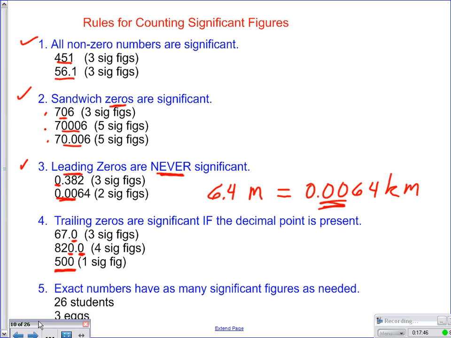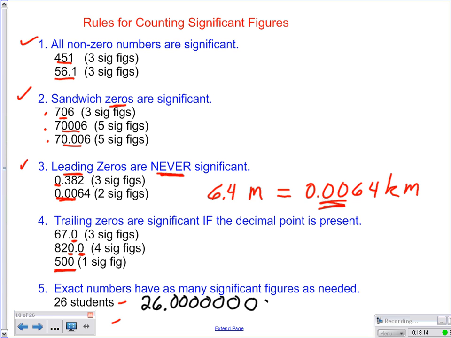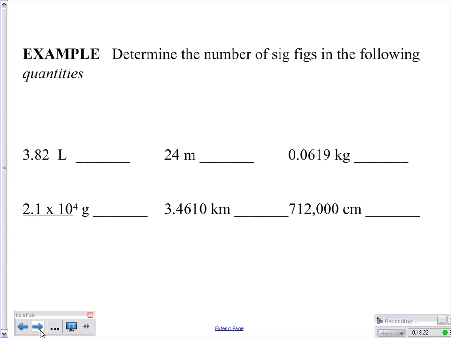We'll do some examples. And as we said already, exact numbers have as many significant figures as needed. So these are counts, 26 students, 3 eggs. Don't worry about those. Those are just counts, and they're not going to limit your significant figures. They're infinite numbers. So for example, if we said we had 26 students in here, you could think of it also as 26.00000. I don't see a fraction of anybody in here at all, so it could go on and on and on. You have an infinite number of significant figures. All right, those are our rules.